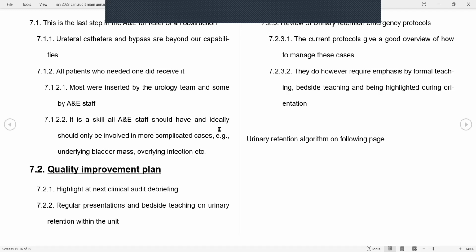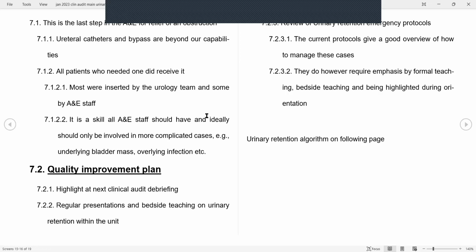So if worse comes to worse, you can insert a suprapubic catheter, and I'm going to include a video on how you insert a suprapubic catheter. It's a very easy skill to have. Once you know how to do it, it's quite easy. It's basically like inserting an ICD drain. You're just making a little hole, accessing the bladder and inserting a tube inside. That's it. But it does require a bit of skill. It's not something you can just go ahead and do.